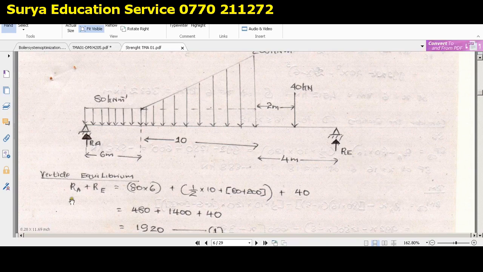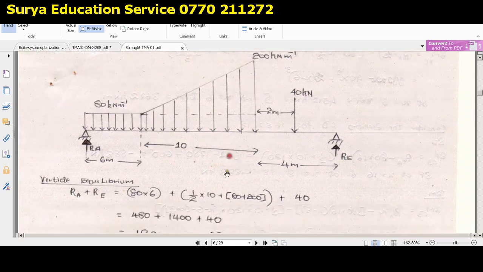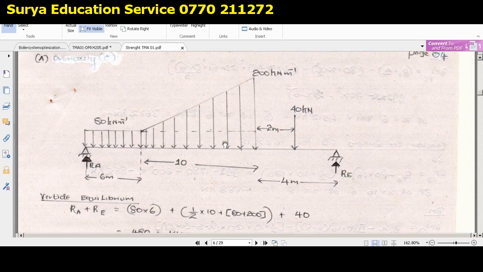Total downward forces. So that means RA plus RE, the total vertical forces, equals the total downward forces. So what is the first downward force? 80 kilonewtons per meter, and our length is 6 meters, so that means 80 into 6. Okay, so that is done. And the next portion, guys, here you have to consider this area, because the total area of this trapezoidal form will give you the total force or the total load, because this is the force balancing.